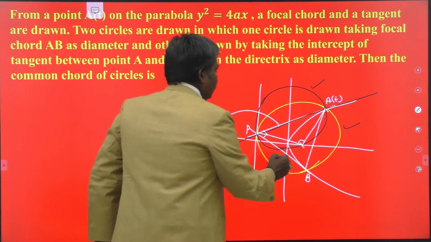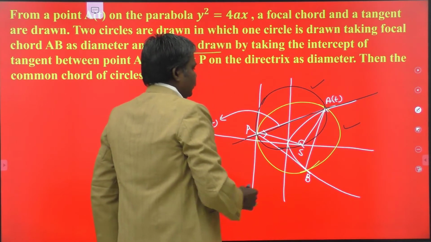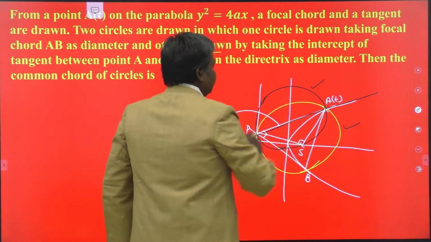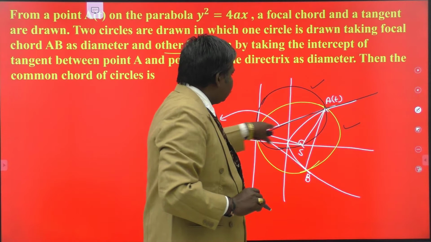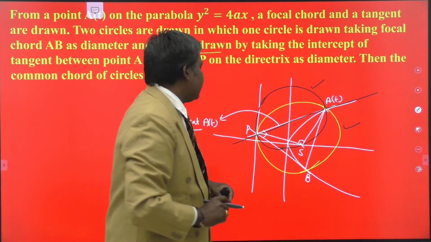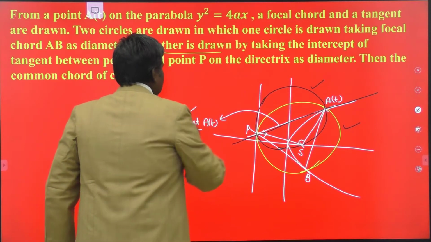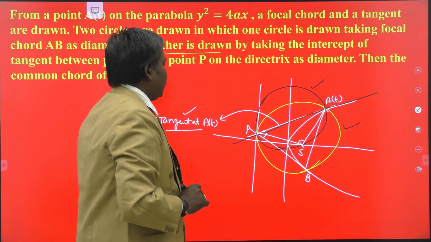The focus of the parabola. This is my focus. This is the circle on AB as diameter. So both the circles intersect at P and A. Now AP is nothing but the tangent at A. So your final answer is the tangent at A of t to the parabola.